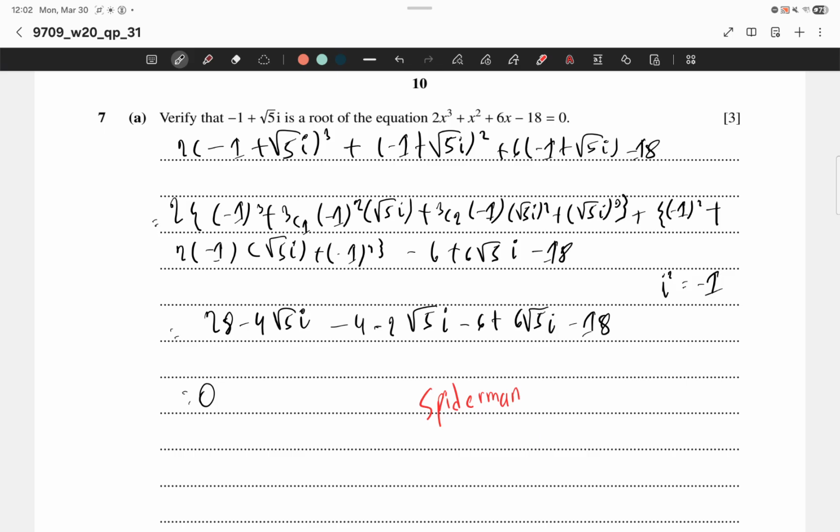Okay, so now the mark scheme says to substitute the value and attempt the expansions of x square and x cube. So we need to attempt the expansions, which I did here. Actually, if you see, I expanded (-1 plus root 5 iota) whole cube and (-1 plus root 5 iota) whole square. And then we need to use iota square equals -1 correctly at least once.